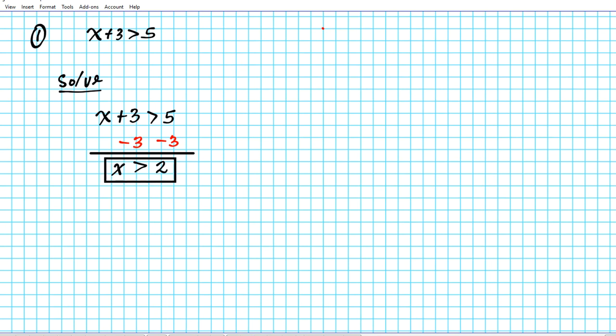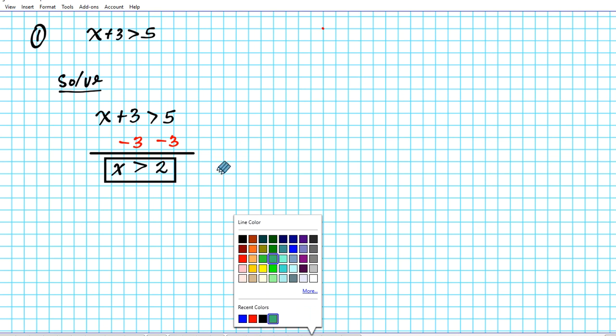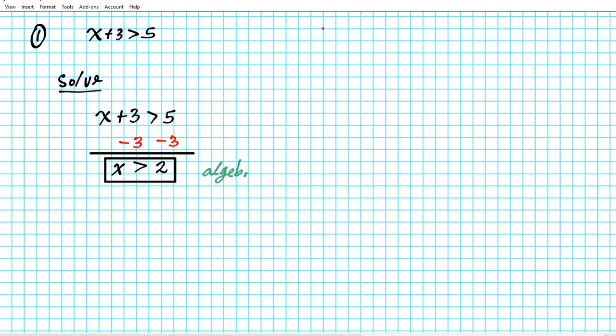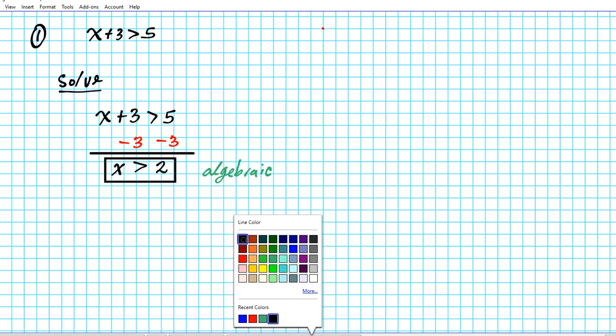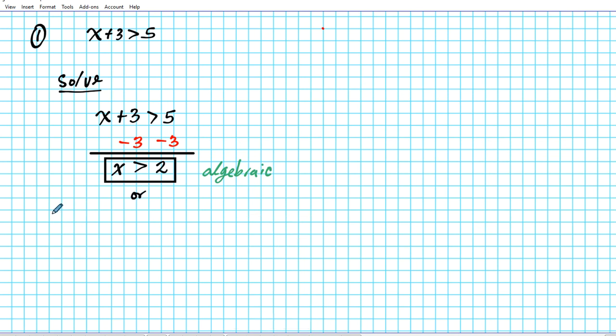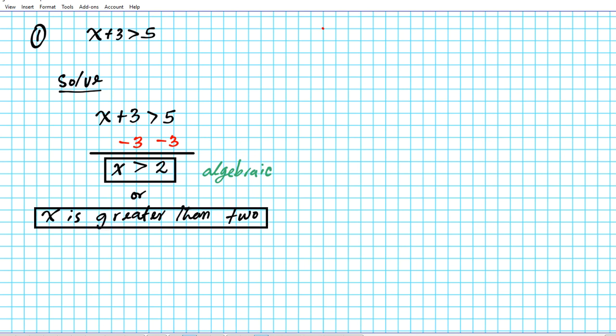We also have to write our answer in verbal form or word form. So how do you write this inequality using words? Using words, this inequality is written as x is greater than 2. Alright? So that's the word form for expressing your result. So we have the algebraic form, and we have the word form.